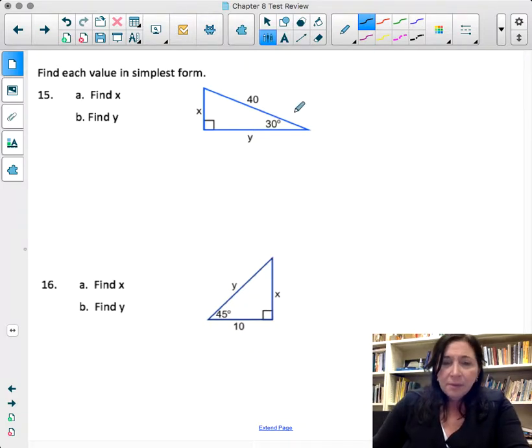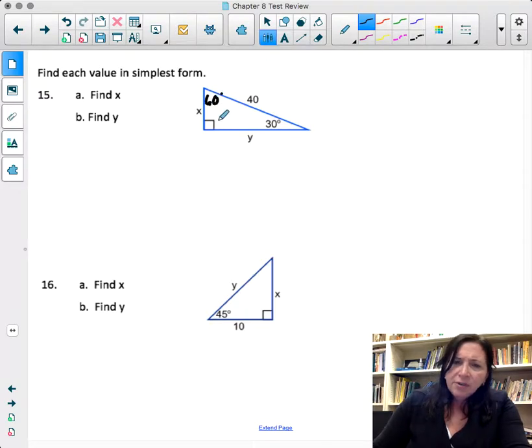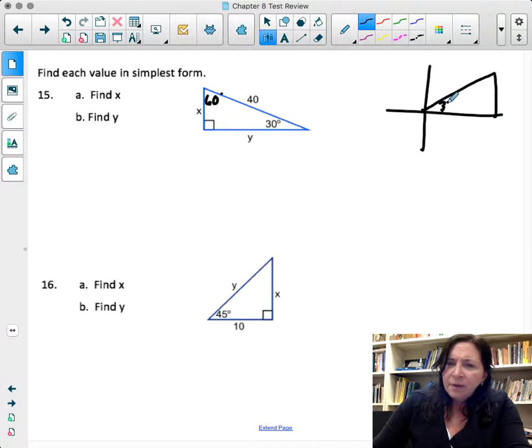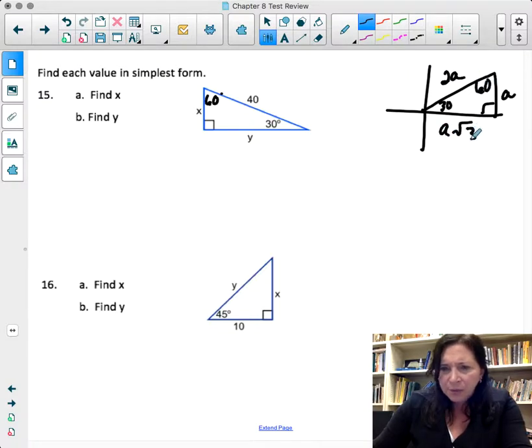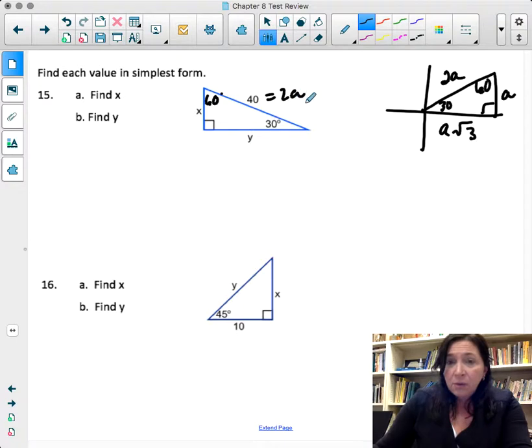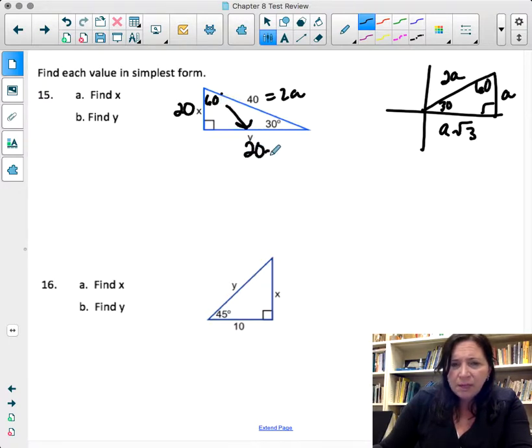Find y. Oh, well, this is a 30, 60, 90 right triangle. So remember 30, 60, 90 right triangles? Where we have opposite the 30 is A, opposite the 90 is 2A, and opposite 60 is A root 3. Well, so that means A is 20. So across from the 30 is 20. And then across from the 60 is A root 3, so that's going to be 20 root 3.